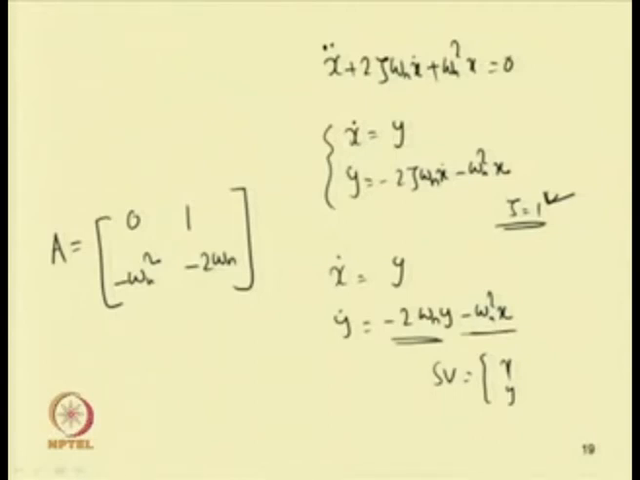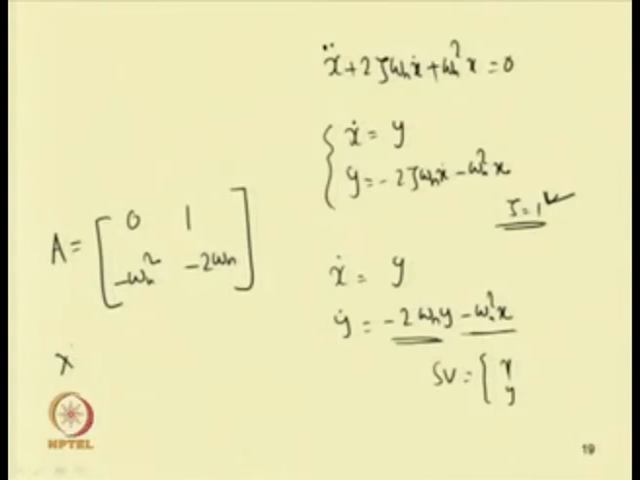Our auxiliary equation, or eigenvalue equation, we can obtain by taking the determinant of A minus lambda I equal to 0. By taking that, we get lambda square plus 2 omega n lambda plus omega n square equal to 0. From this we see that lambda 1 equal to minus omega n, and lambda 2 is also equal to minus omega n.